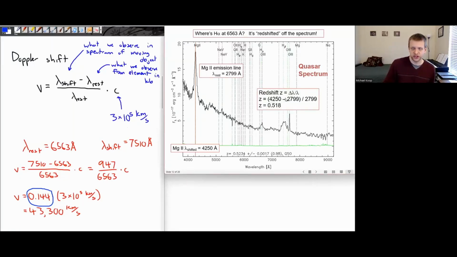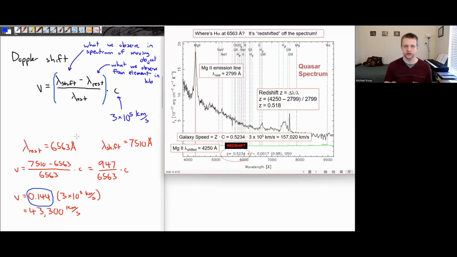So if you look at the redshift, again, the shifted wavelength minus the rest wavelength divided by the rest wavelength, in this case you get 0.518. So this galaxy is moving at around 157,000 kilometers per second. This one is moving really, really quick.